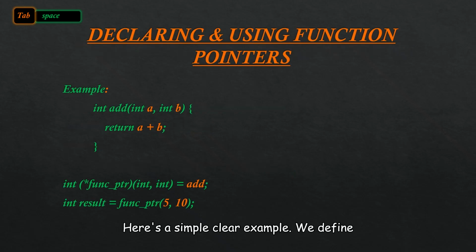Here's a simple, clear example. We define a function named add that returns the sum of two integers. Then we declare a function pointer funcPtr with the exact signature of the add function. By assigning add to funcPtr, we store the function's address in the pointer. Finally, we call the function through the pointer by writing funcPtr(5, 10). This returns 15, just like calling add directly. This demonstrates that function pointers behave like regular function names but provide us the added flexibility to abstract, pass, and switch functions dynamically.